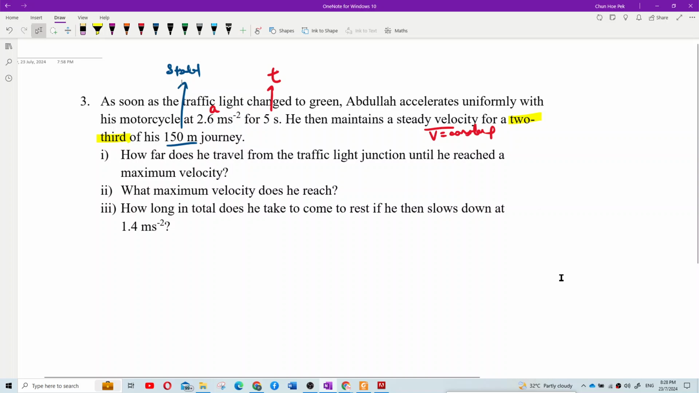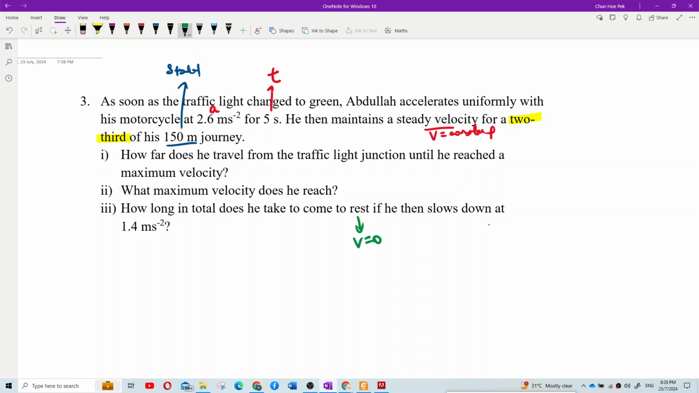You must read the whole question to really understand. You cannot just read the first part and then that's it. You must read the whole question, then you can understand the situation. So this one is, how long does it take to come to rest? He did come to rest in the end. If he then slows down, finally the velocity is 0.